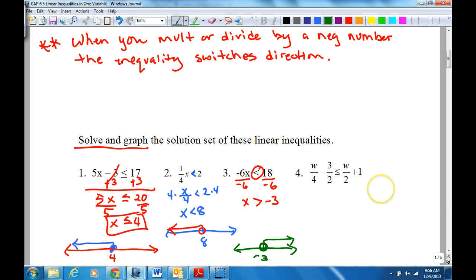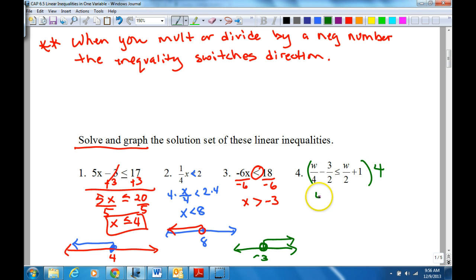All right, number 4. We got some fractions going on here. How do we get rid of these fractions? Think back to last week. How do we get rid of a fraction? Multiply by the common denominator. So what's our common denominator in this one? 4. Okay? Multiply everything by 4.